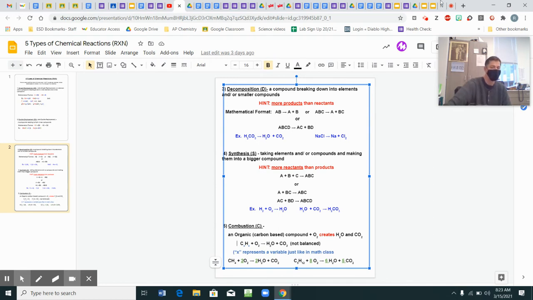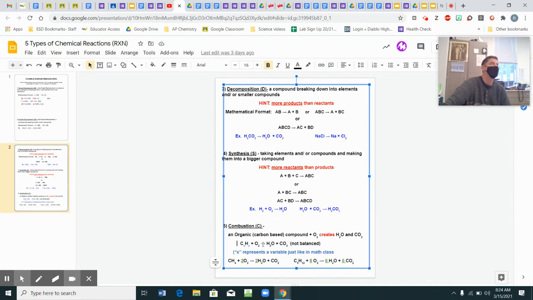And here's the piece. If they forget to include the CO2, did they violate the law of conservation of mass? Carbon went in, did carbon come out? If CO2 is not there, did they violate the law of conservation of mass? Yes, they did. If H2O is not there, did they violate the law of conservation of mass? Yes. So that's a way to remind yourself that all of it has to be there.